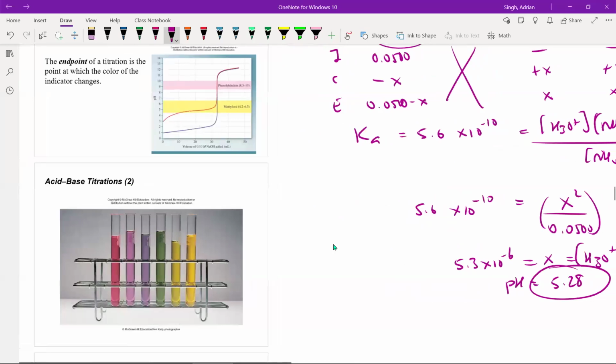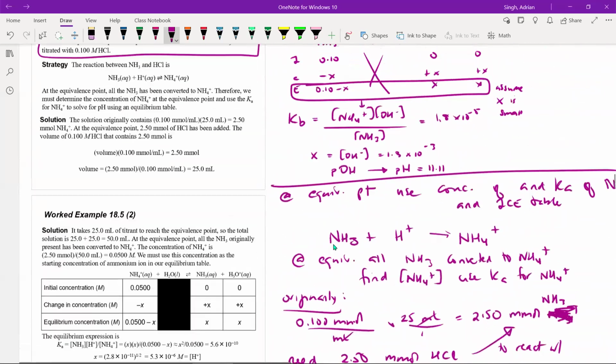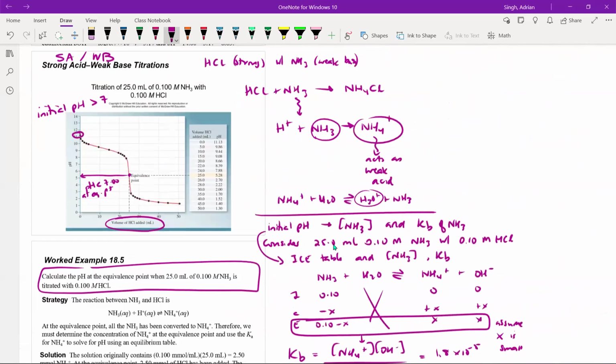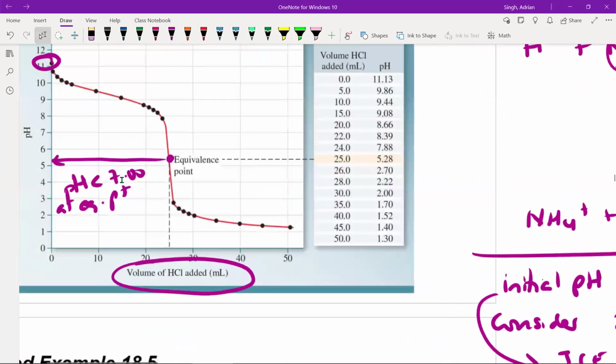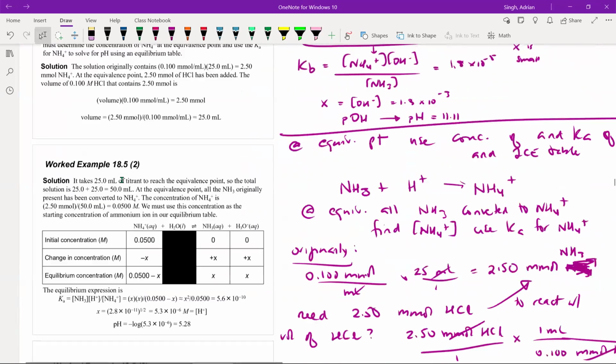Right, so at the equivalence point, the pH ends up being less than 7. We rationalized why that was in the first place. Now we've gone through and done the calculation to determine why the equivalence point is acidic rather than neutral.